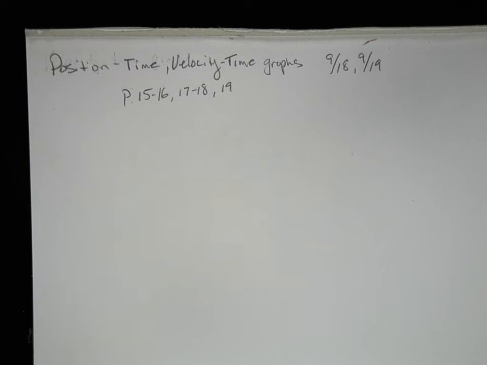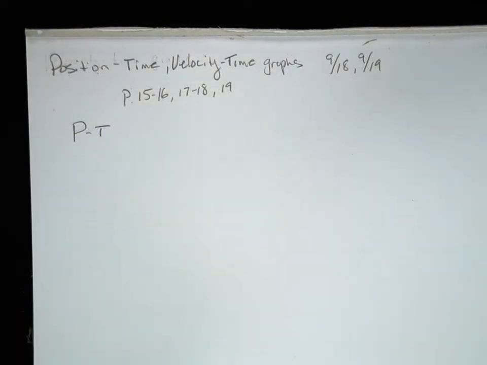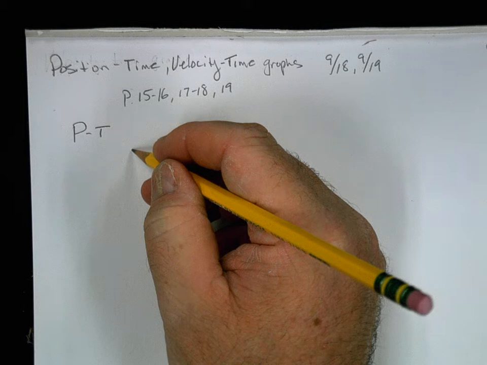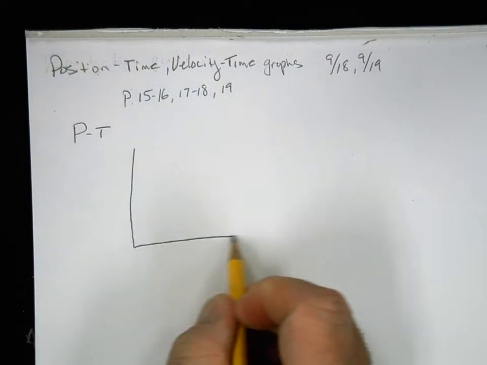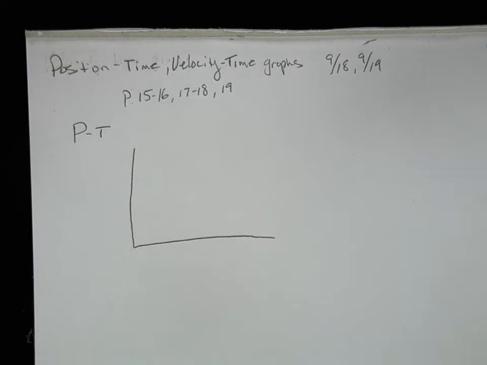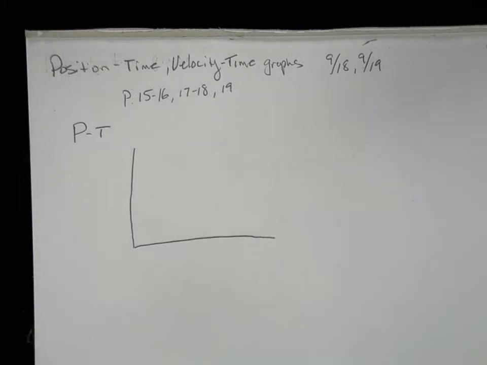So we're going to start with a real quick review. We started with position time graphs, so PT graphs, and we had these different kinds of conditions for our position time graph.